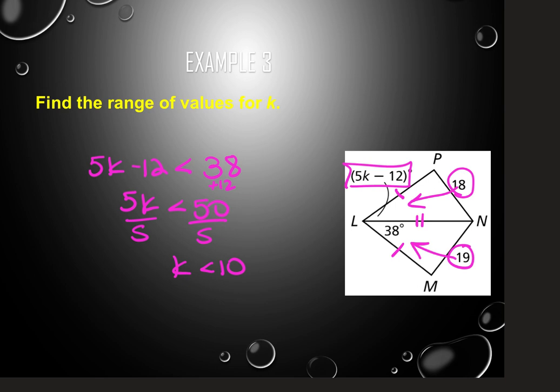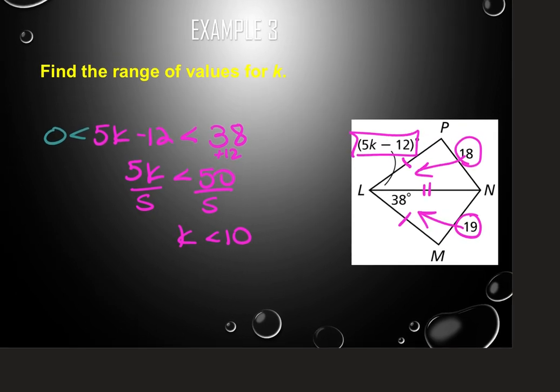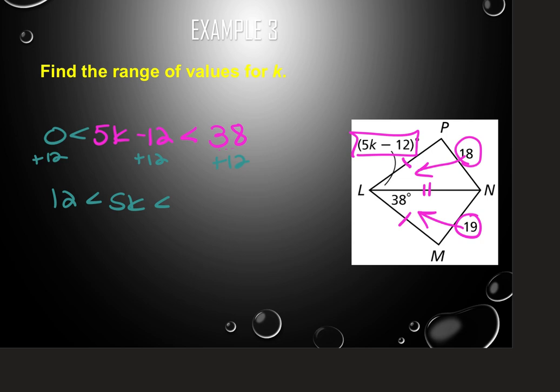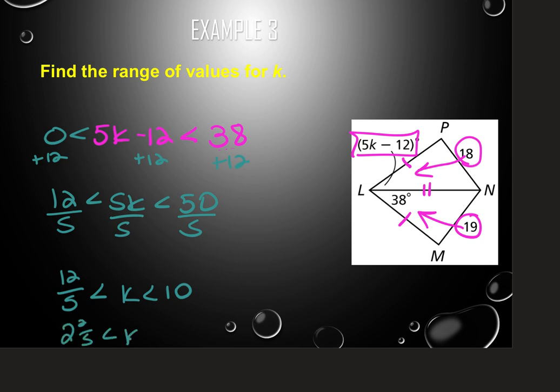Now, sometimes that's all at once, is just that. The other times, I know that that angle has to be bigger than 0. So there's a lower bound as well. So I would also have to add to that side. I can do those both at the same time because it's a compound. I can add the 12, and I get 12 is less than 5K, which is less than 50. Divide everything by 5. And now I have a range. So 12 over 5 has to be less than K, which is less than 10. Or K has to be bigger than 2 2/5 and less than 10.